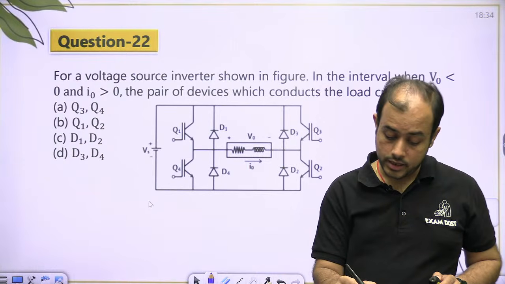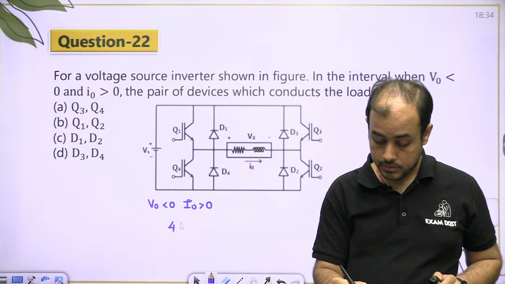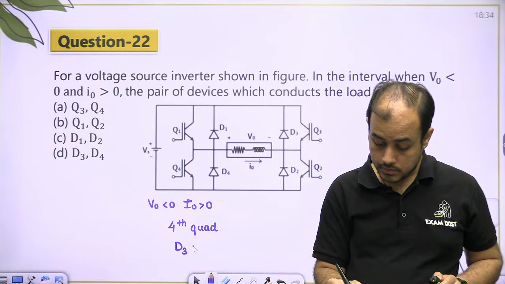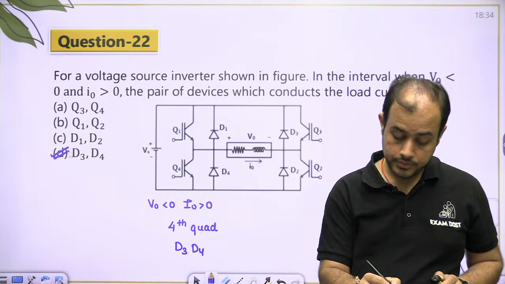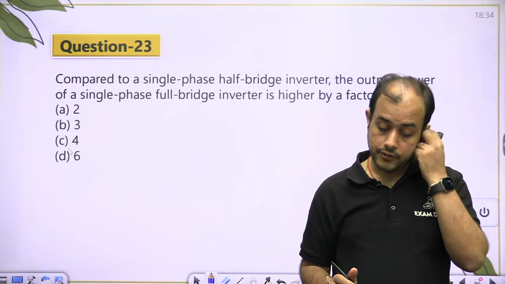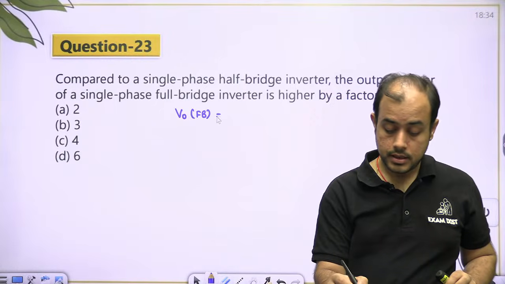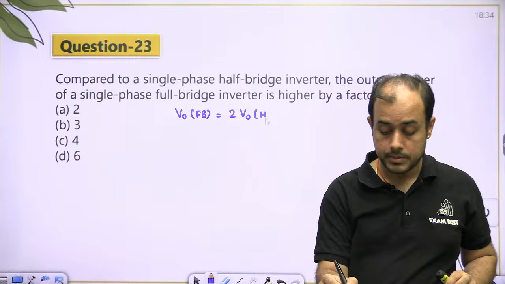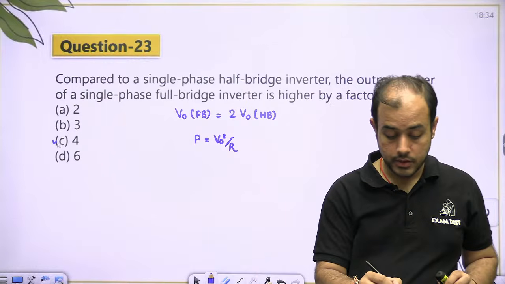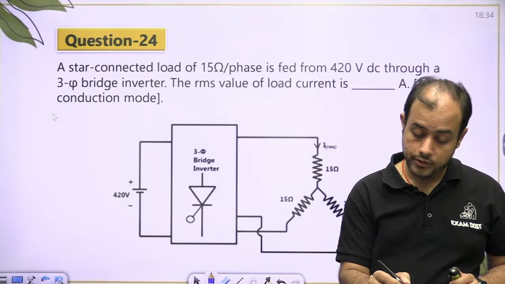V naught negative, I naught positive. D3, D4. Okay, it is fourth quadrant, D3, D4. Compared to single phase half bridge inverter, in full bridge the value of V naught becomes double. So power will become 4 times. Okay. RMS value of load current.